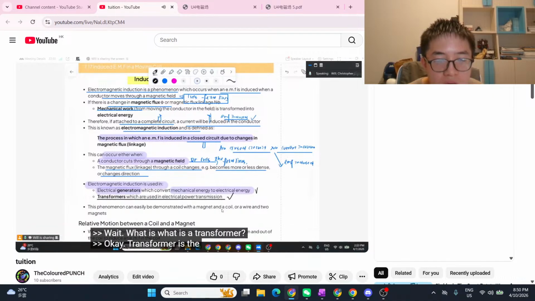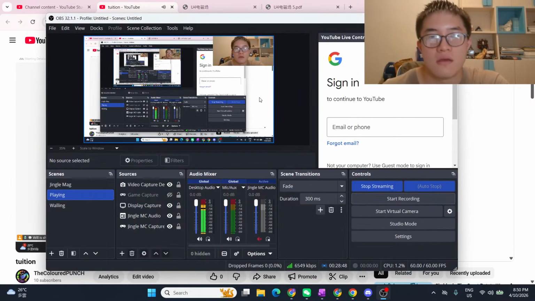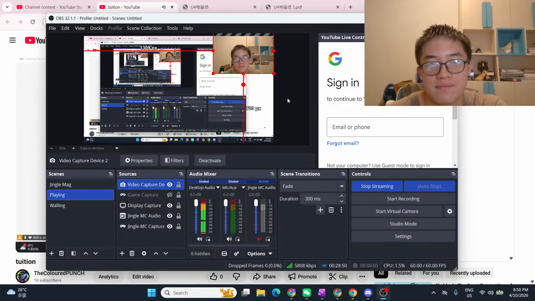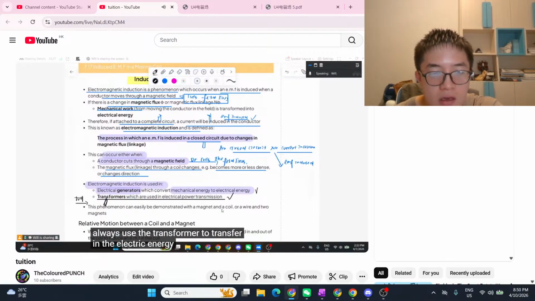Okay, a transformer is the tool that we always use in electrical power transmission. If I want to transmit electrical energy over a long distance, right? We use a transformer to transfer the electrical energy. Understand? So it's for long distance. For long distance, they will always use a transformer to transfer the electrical energy.